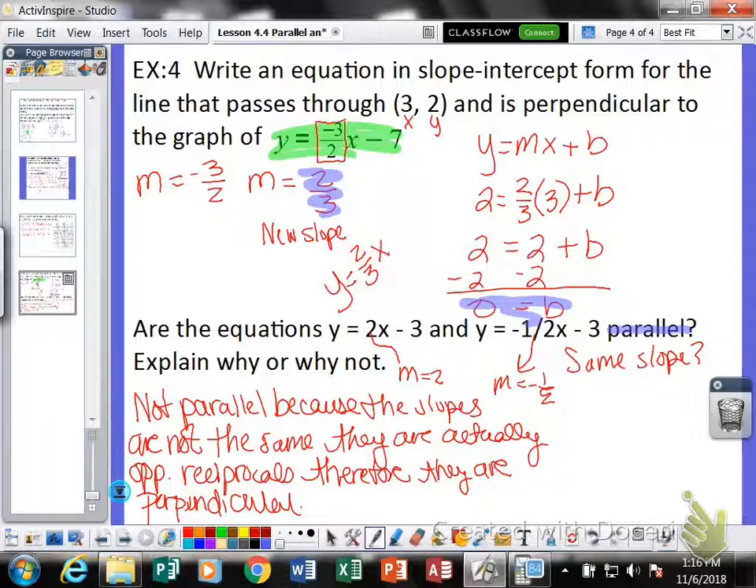And that's parallel. So the biggest thing that you need to remember about parallel and perpendicular lines. Parallel lines have the same slope. You need to use the same slope to get a second line with the same slope. Perpendicular lines, opposite reciprocal. You have to find the opposite reciprocal. Use that new slope then to find a new line.